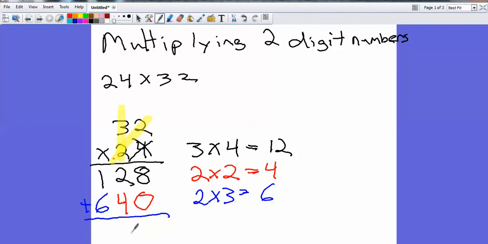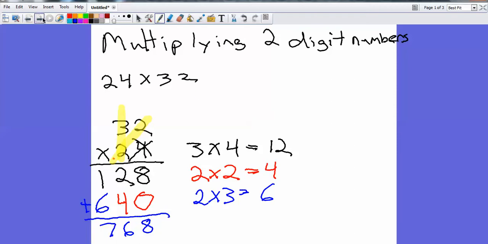Now all I have to do is go down and add them. So 8 plus 0 equals 8. 2 plus 4 equals 6. 1 plus 6 equals 7. So our answer is 768.